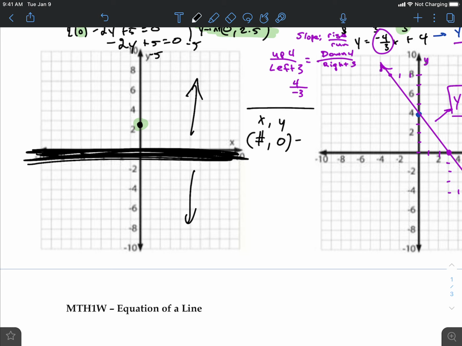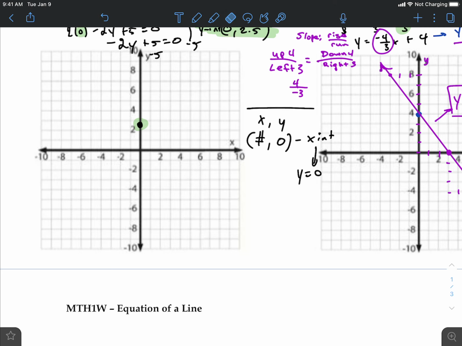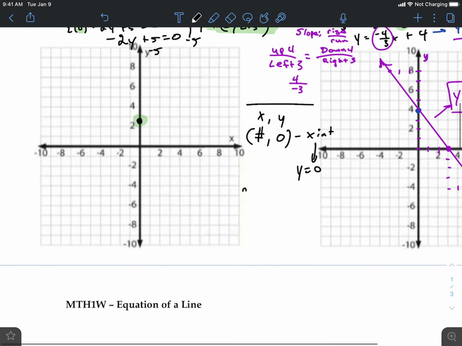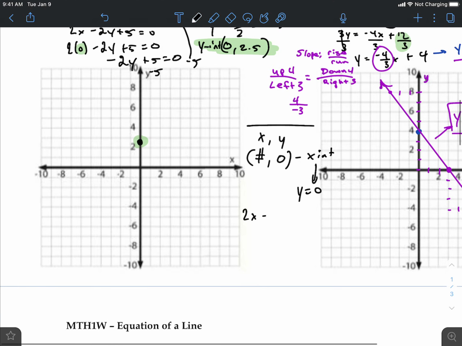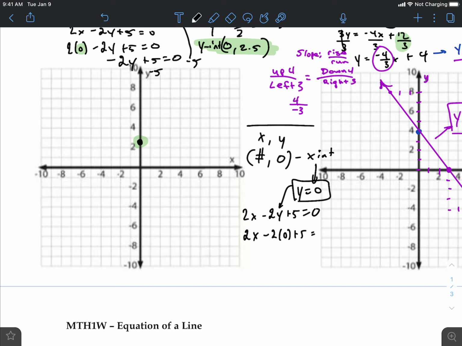Okay? So this is what we call an x-intercept. X-intercepts happen when y equals 0. So I'm going to do the exact same work, except I'm just going to plug a 0 in a different spot, and I'm going to get my new point. So I'm going to go, okay, 2x take away 2y plus 5 equals 0. If y equals 0, plug it in. 2x minus 2 times 0 plus 5 is equal to 0.